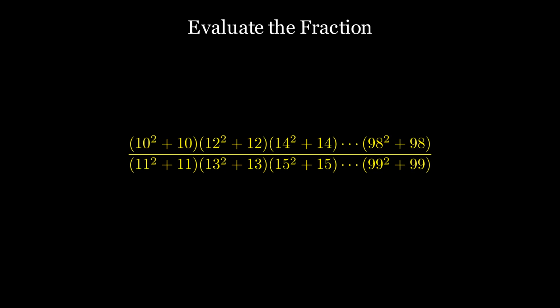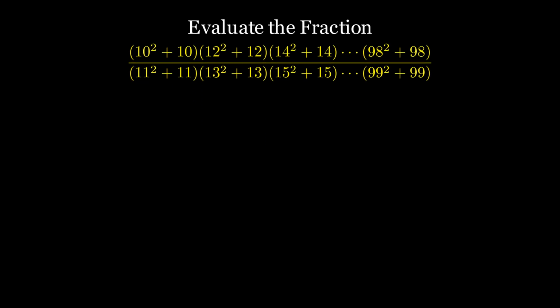Let's evaluate this interesting fraction. The numerator has even numbers from 10 to 98, each squared plus itself. The denominator has odd numbers from 11 to 99, each squared plus itself.